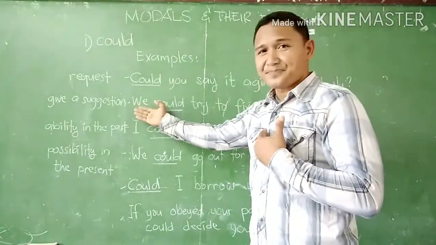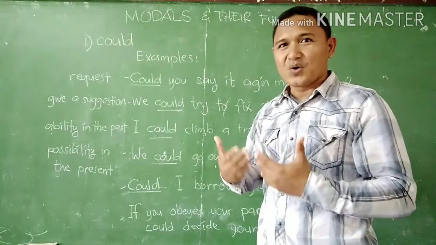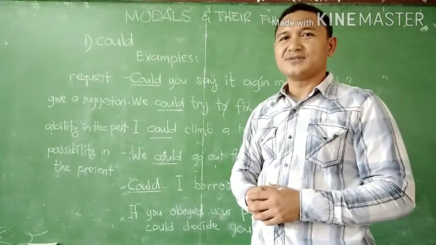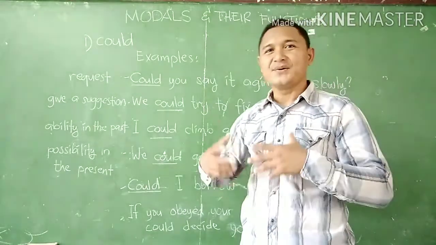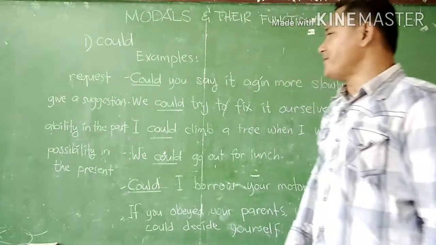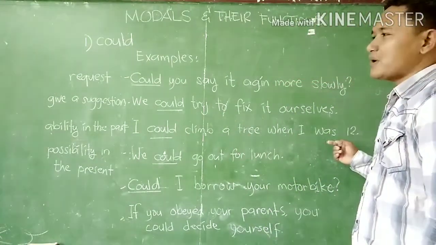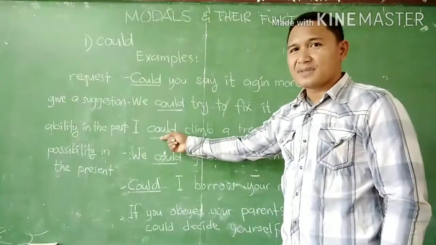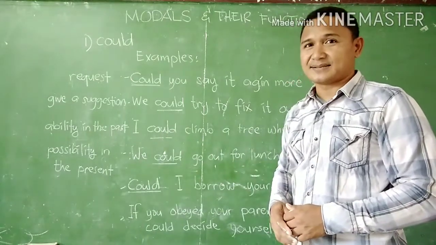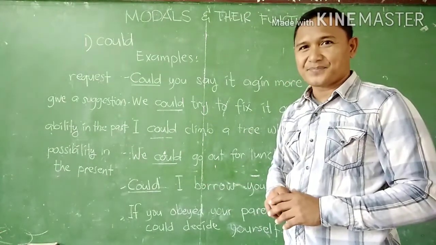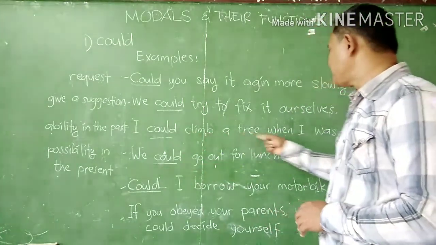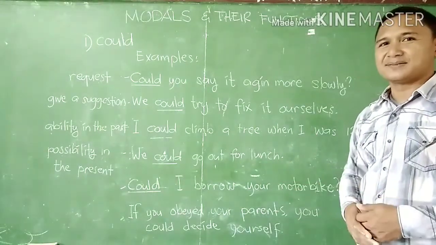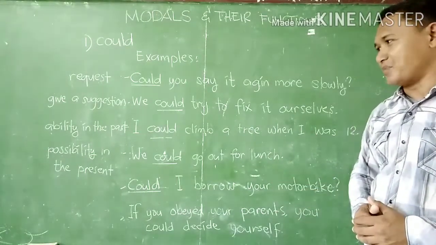So they suggested, or we suggested, that they have the ability to do something. Okay? So you can use could at that time. Next we have, I could climb a tree when I was 12. Again, could here is literally telling your ability in the past, but not now. I could climb a tree when I was 12, but now that you are grown up, you don't have the ability to do it anymore.